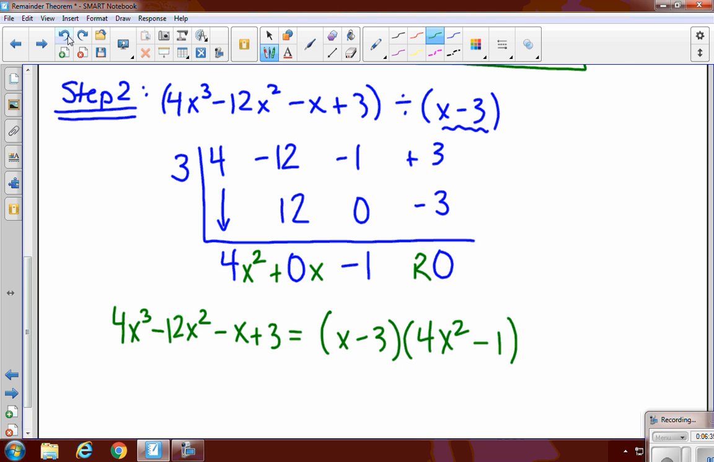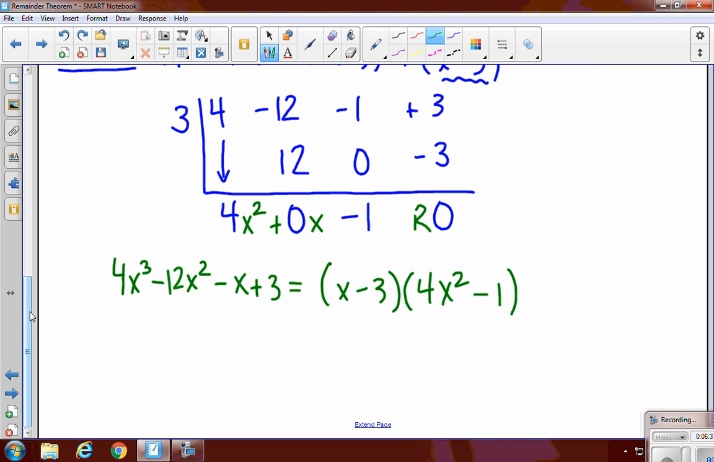Now you have to look at this and examine, is there any more factoring you can do? Well, right here, this thing here is a quadratic, which means it could be factored. And even more importantly, you should be able to recognize that this thing is actually a difference of squares right here. So this factors to 2x minus 1, 2x plus 1.